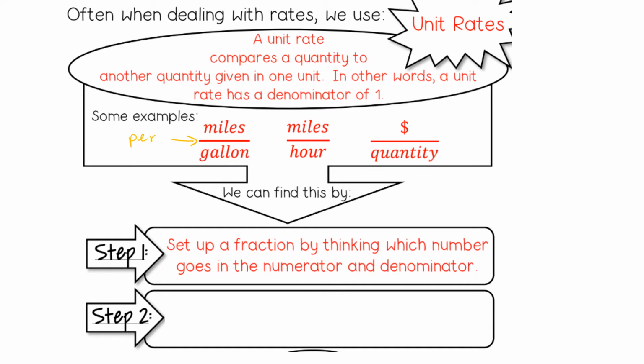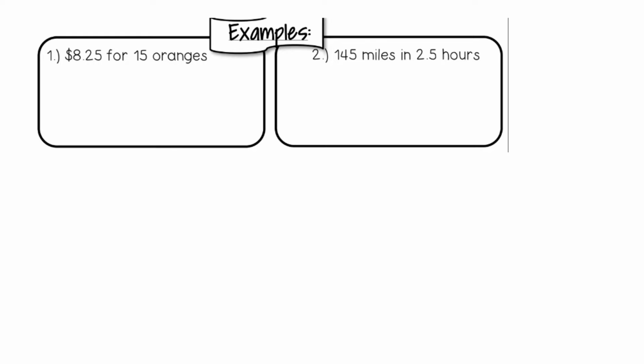And we find this by step 1, set up a fraction by thinking of which number goes in the numerator, which goes in the denominator, and then divide to get a denominator of 1. Okay? So for example, $8.25 for 15 oranges, we divide. And we think about step 1. So in step 1, we're trying to think of, well, what type of label will go in the numerator and denominator, and we'll just go in order. First one we'll see here is dollars and oranges.